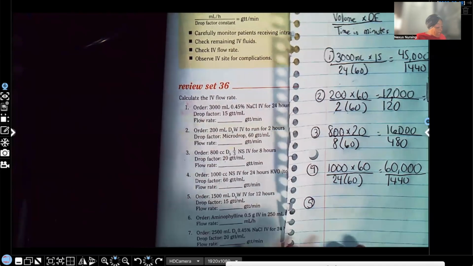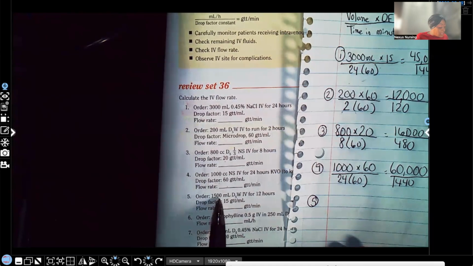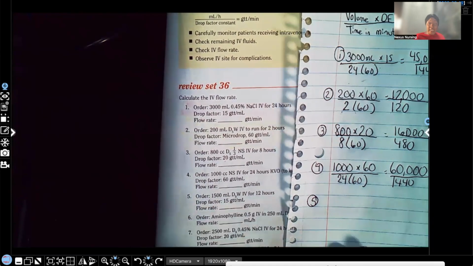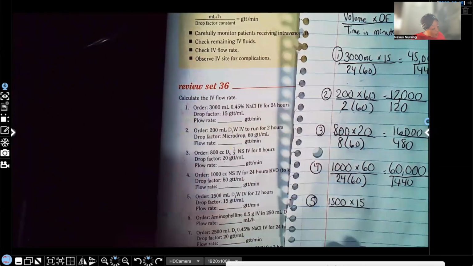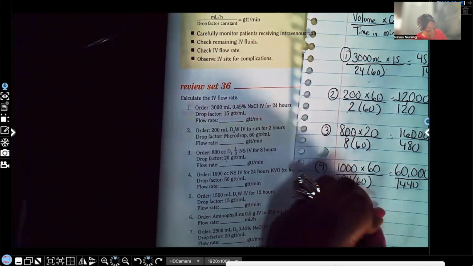So let's do number 5. Order, you have 1,500 milliliters of D5W IV for 12 hours. Your drop factor is 15. Let's plug in our numbers. What's our volume? 1,500. I'm going to multiply that times my drop factor, and they give that to you, 15. All over time in minutes. And again, number 5, they give it to you in hours, 12 hours. But remember, we need the time in minutes. So we're going to multiply that times 60.